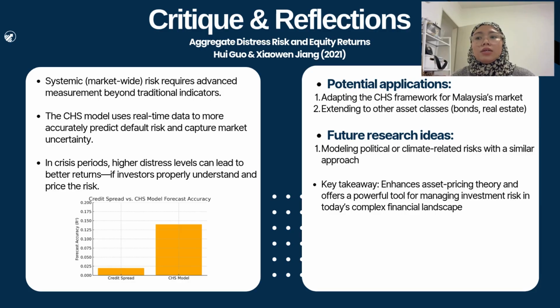This article also made us think about how this model could be applied in Malaysia or in other types of investments like bonds or real estate. It pushed us to consider whether similar models could be used to measure new types of risks like political instability or climate change. So in summary, this article improves modern asset pricing theory and gives us a valuable tool for managing investment risk more effectively in today's complex financial environment. So I'll pass this to Ain to explain the second article.